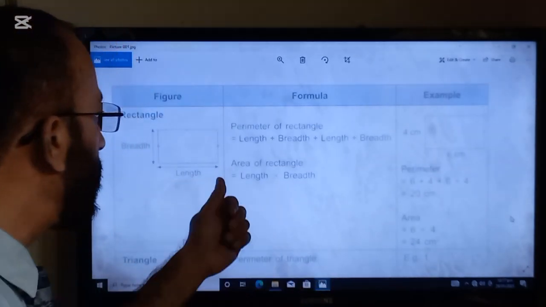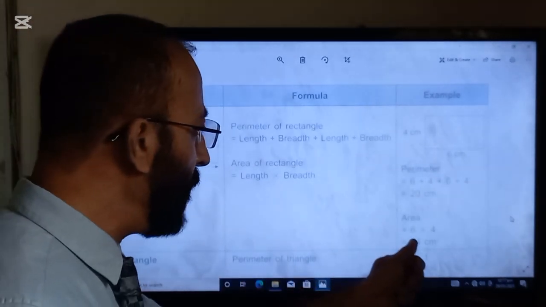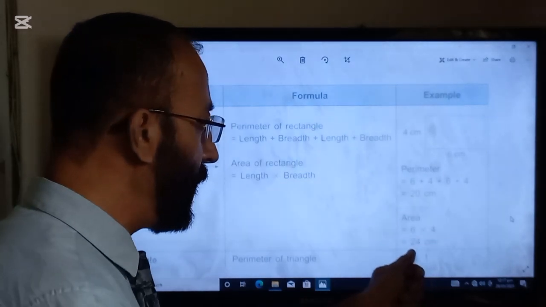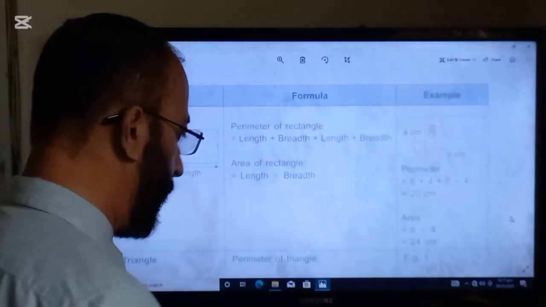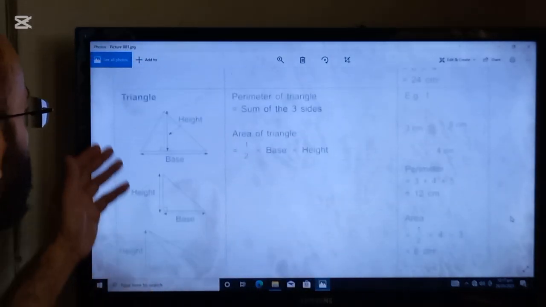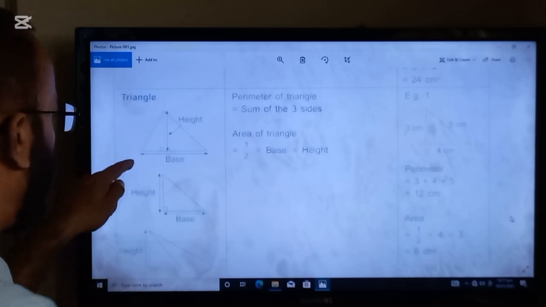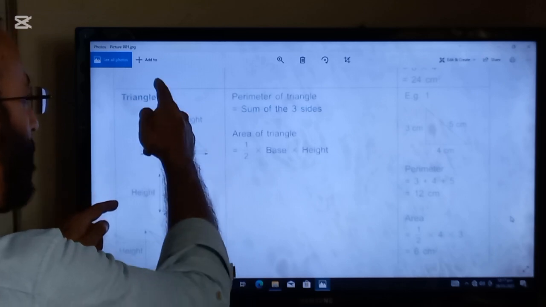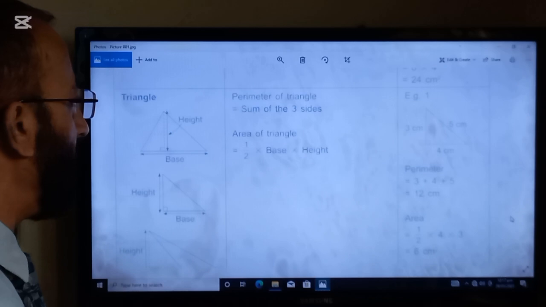Area of the rectangle is length multiplied by breadth. So putting values into the formula, 6 multiplied by 4, that will be equal to 24. Area is always in square units, so centimeter square will be the unit. Next figure is triangle. Here is a triangle. Here is the base. Height is always perpendicular to the base. This is very important point, mind it.